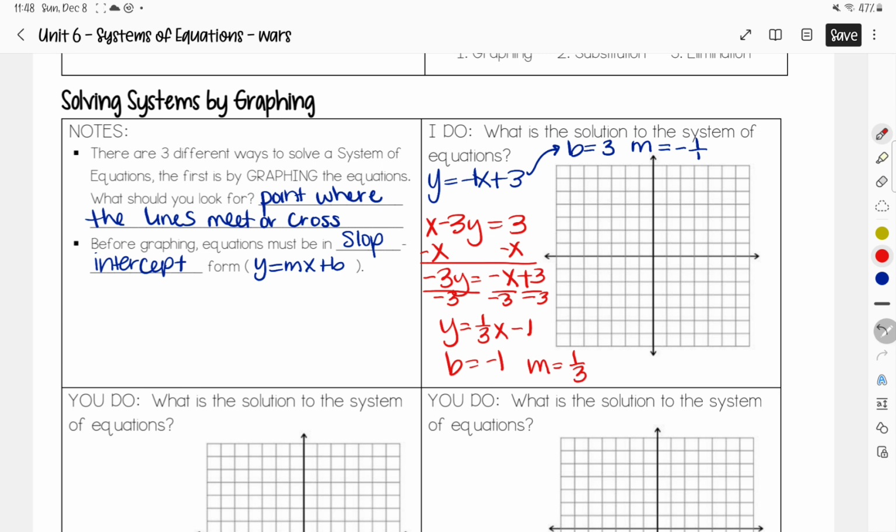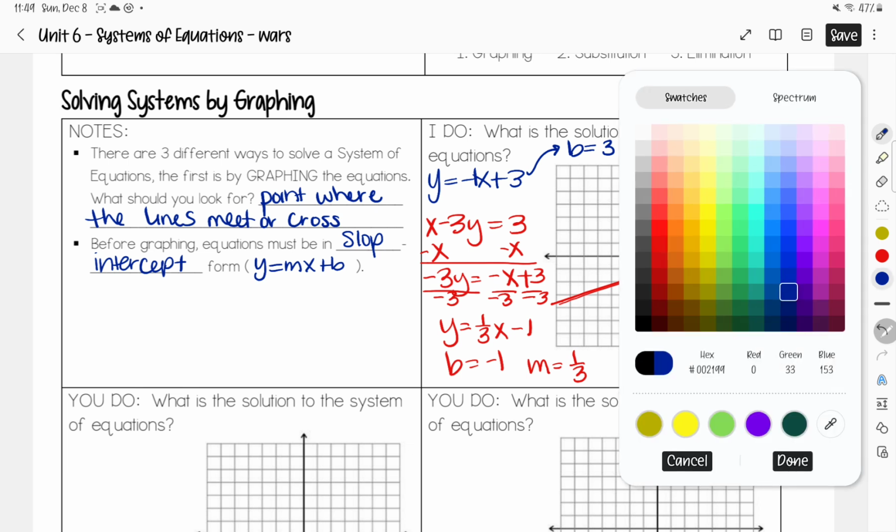So I'm going to graph this one first. So negative 1, and then go up 1 over 3: over 1, 2, 3, up 1; over 1, 2, 3, up 1. Then find yourself a straight edge and make a straight line. Now you want these to be really accurate because you're trying to figure out where these lines meet or cross. And sometimes if your line isn't exactly like it should be, you won't be able to tell where they meet.